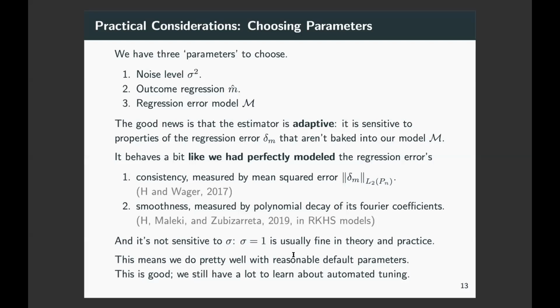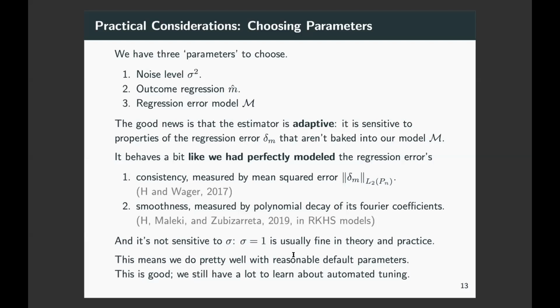And that's important because we don't really know how to automatically tune and estimate more optimal ones. This is a challenge in this estimator in particular, but really throughout causal inference and semiparametrics. We don't really know how to do tuning for our ultimate goal.